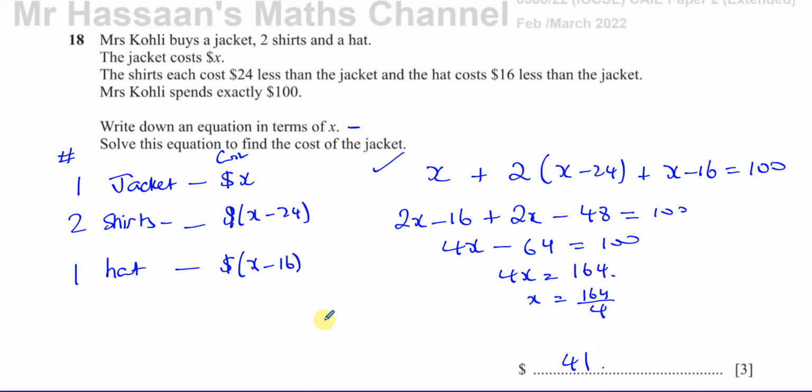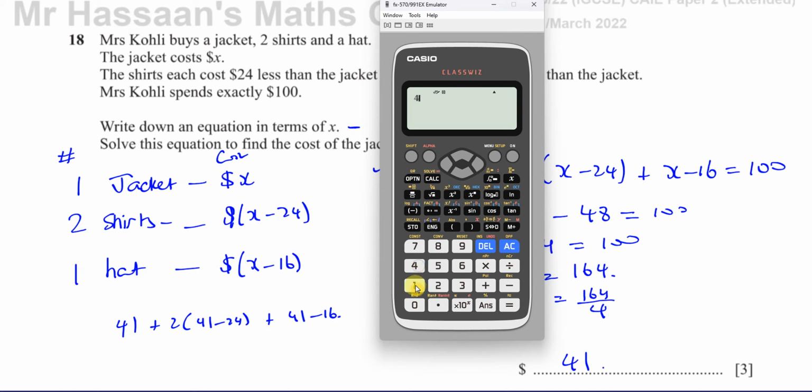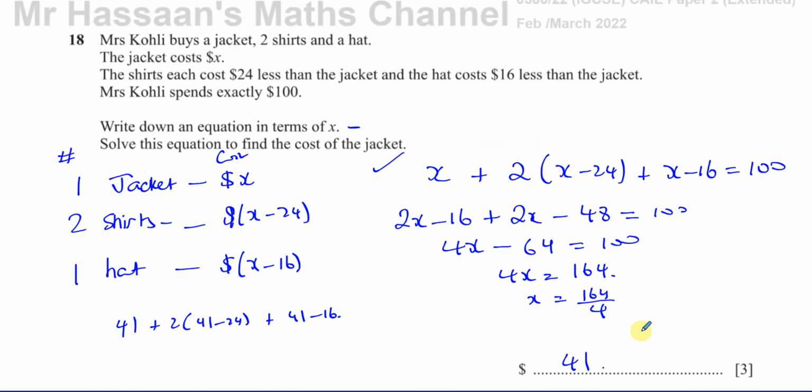And we can check to see, does this make sense? She bought one jacket, 41, plus 2 times 41 minus 24, plus 41 minus 16. Let's see if this works. She's going to have 41 plus 2 shirts, which were both 24 less than 41, plus 1 hat, which was 16 less than 41. That should be altogether 100, and it is. So we can make sure that the value of X that we found satisfies our equation.